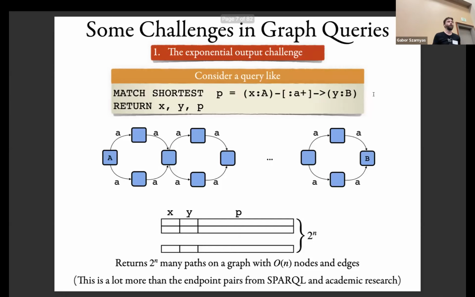So this is a huge output, and this is exponentially larger than the endpoints that we've been considering in academic research for 30 or so years. And it's also more than the endpoints that you get in SPARQL, right? So this is a very, very large output.